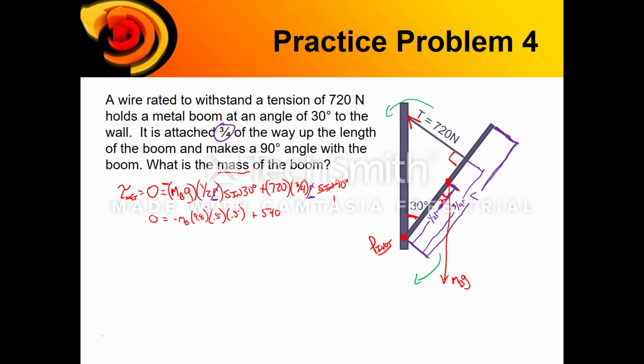I can combine the 9.8, the 0.5, and the 0.5 again, so that's really 1/4 of 9.8. I'm going to bring it over to this side, so that's going to be 2.45 times the mass of the boom is equal to 540. Very easily I can plug that in my calculator, and I get the mass of the boom is 220.4 kilograms.